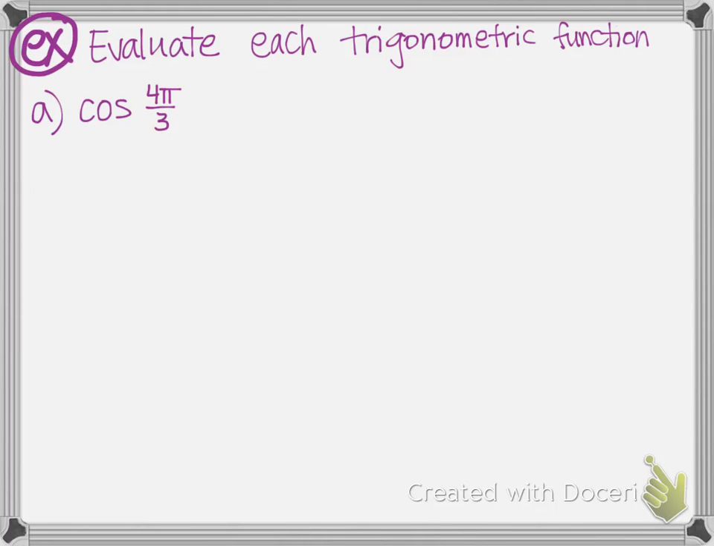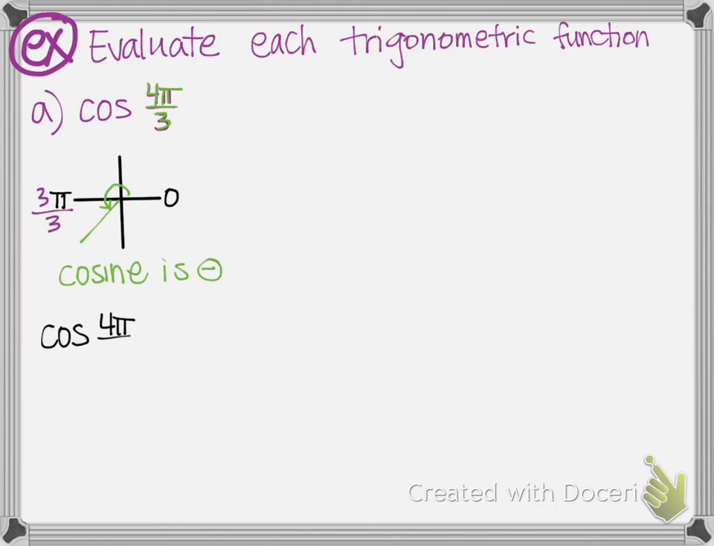So if I have cosine of 4 pi over 3, I need to figure out where I'm at. There's my 0, there's my pi, that's 3 pi over 3. So if I'm at 4 pi over 3, that means I'm going to be way over here. So cosine is negative in that quadrant. So cosine of 4 pi over 3 is going to be negative of the reference angle.